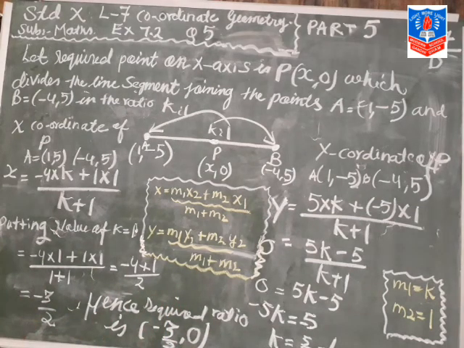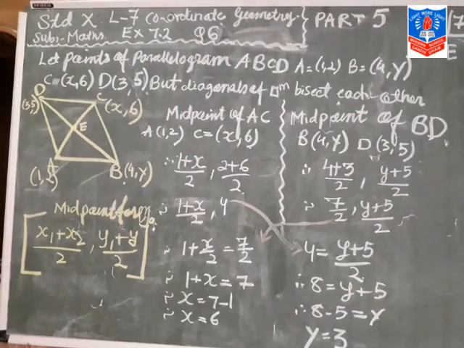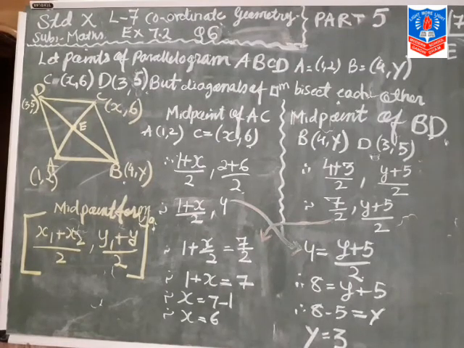Clear, children? So do your practice. Now children, we will start the next question, question number 6, given on your page number 167. Okay children, the points 1 comma 2, 4 comma y, then x comma 6, and D we can say 3 comma 5. So we can name them: A, B, C, D are the vertices of a parallelogram taken in order. Find the values of x and y.